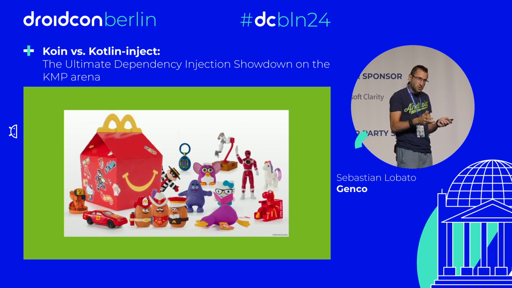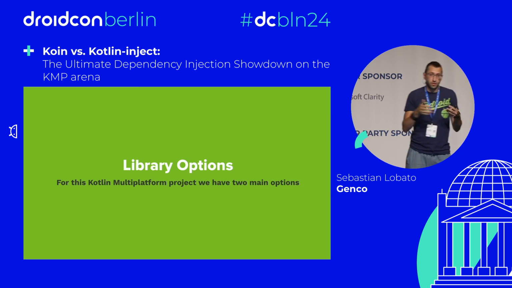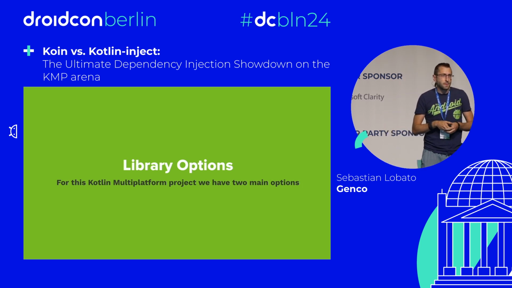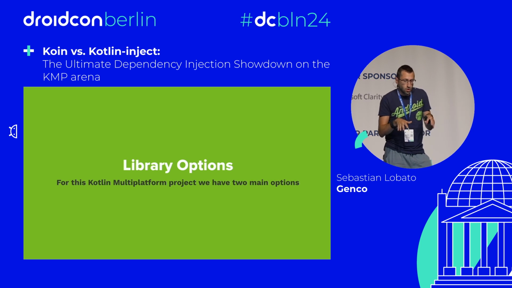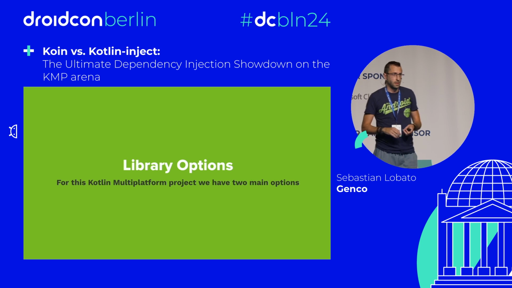So basically, for this project, we started with a small team with a couple of mobile developers, and looking at the options available, well, the first one out of the window is Dagger and Hilt, because it doesn't support Kotlin Multiplatform. Not now.